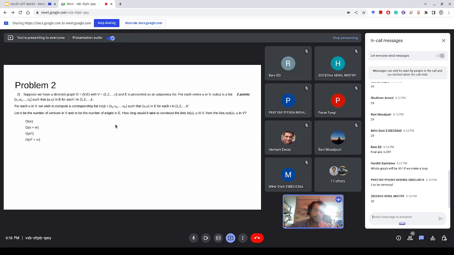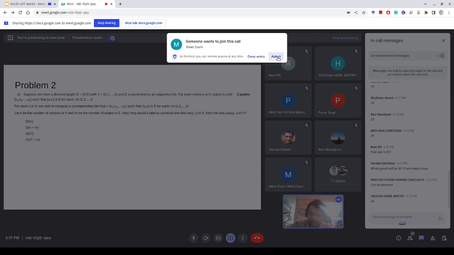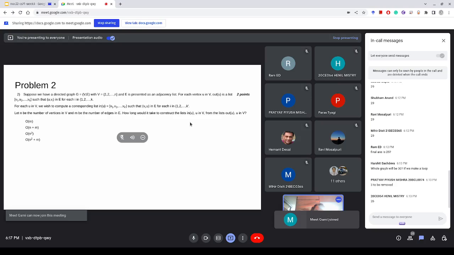The answer is in terms of n and m. n is the total number of vertices in the graph, and m is the total number of edges. One good approach to this question is to take a small exemplar graph, make it directed, put in some edges, and see what the outlist would look like. From the outlist try to compute the in list, and then you would get a feeling of what the complexity would be in terms of n and m.